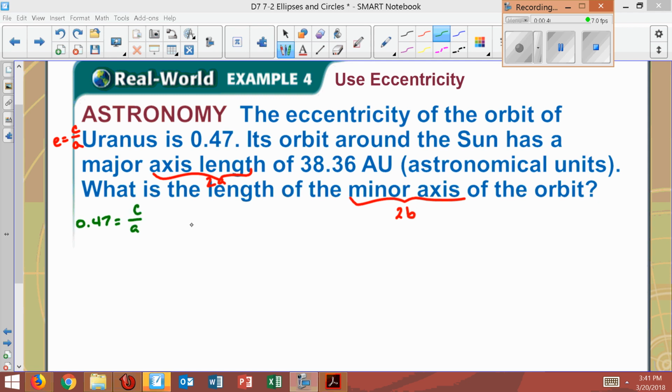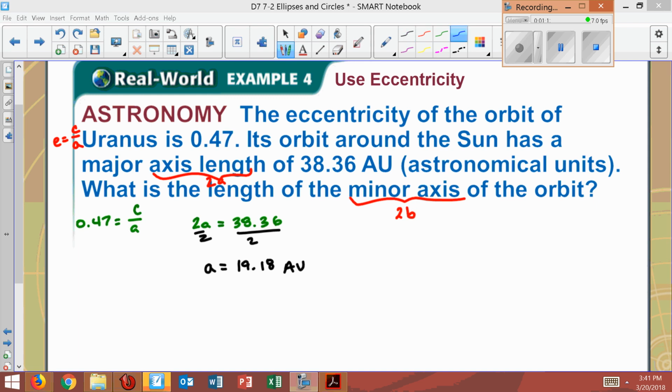We also know that 2A equals 38.36, and so we could solve here for A and find out that A is equal to 19.18, and this is in astronomical units. So now we have A, and we want to find 2B. Well, once we have A, let's plug it in over here.